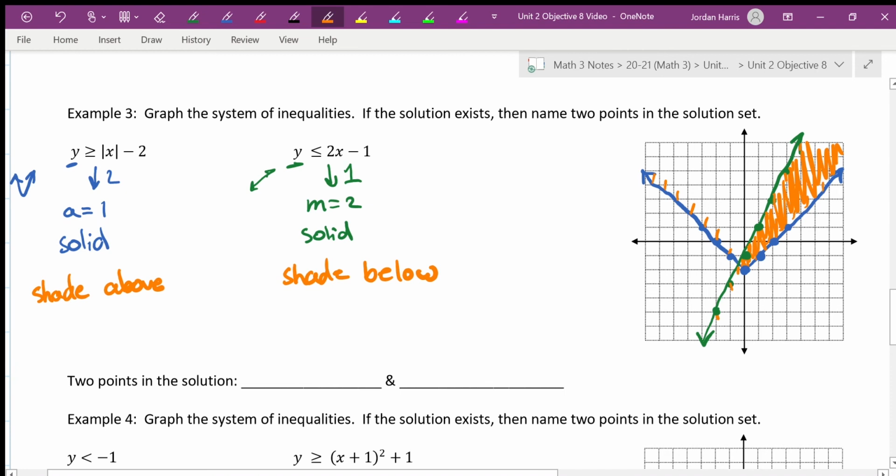They're solid, so I could choose any point along any of these lines. So maybe I'll choose this point right here as one of my solutions. It's solid, and it's outlining. They have to outline the shaded region, remember. So that's (1, 1).